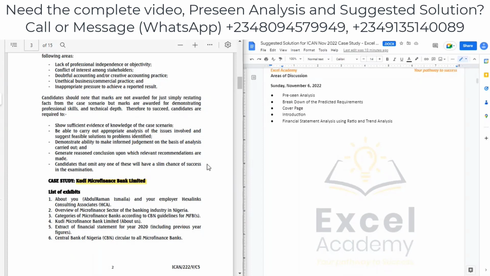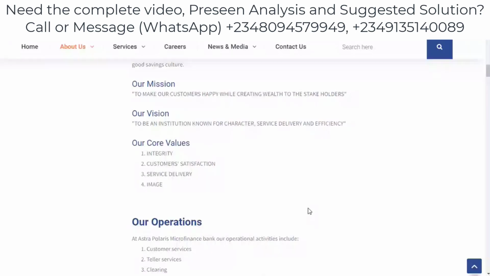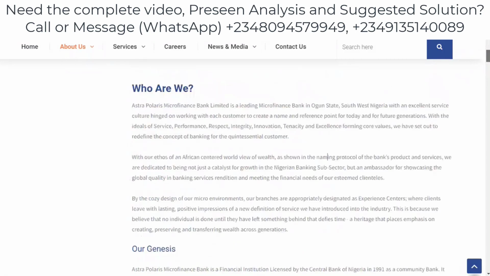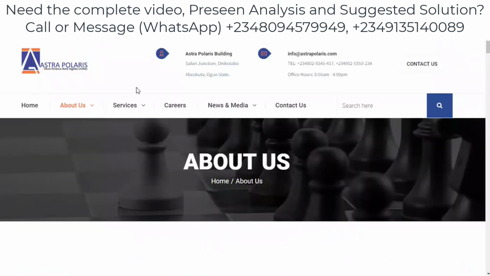Let me show you their website, and I'll show you why I said it is Austria. First of all, note that this is the bank, Austria Polaris Microfinance Bank Nigeria Limited. This is the bank that ICAN adopted their information from. And as you can see, it is in Safari Junction, Onikolobo, Abeokuta, Ogun State.